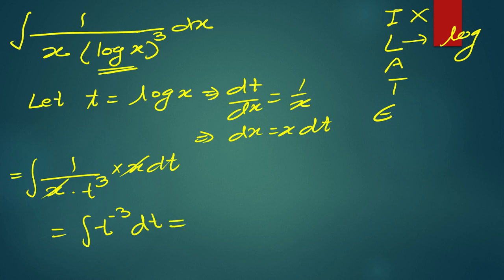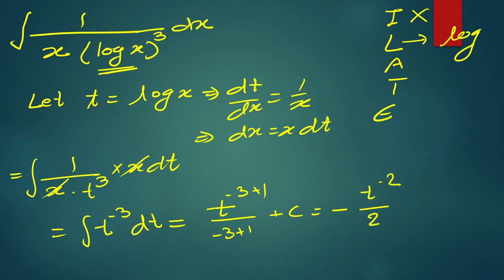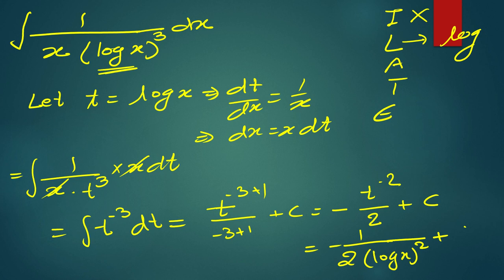Now the integration of t to the power minus 3 will be t to the power minus 3 plus 1 over minus 3 plus 1. I have written in this form so that you can correlate with the formula I am applying here. So minus t to the power minus 2 over 2, because minus I have taken up, so I have not written it down. So the answer will be minus 1 over 2, where the value of t is log x to the whole power 2, plus c. This is the answer. Like this you will understand and apply substitution in various questions.